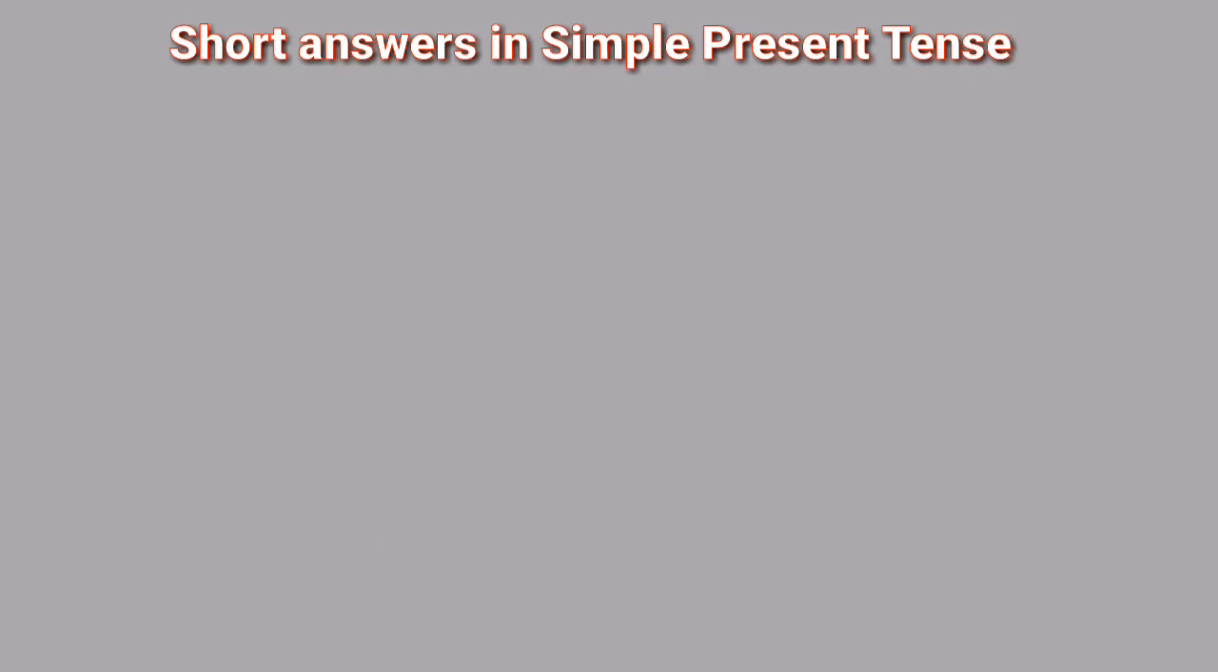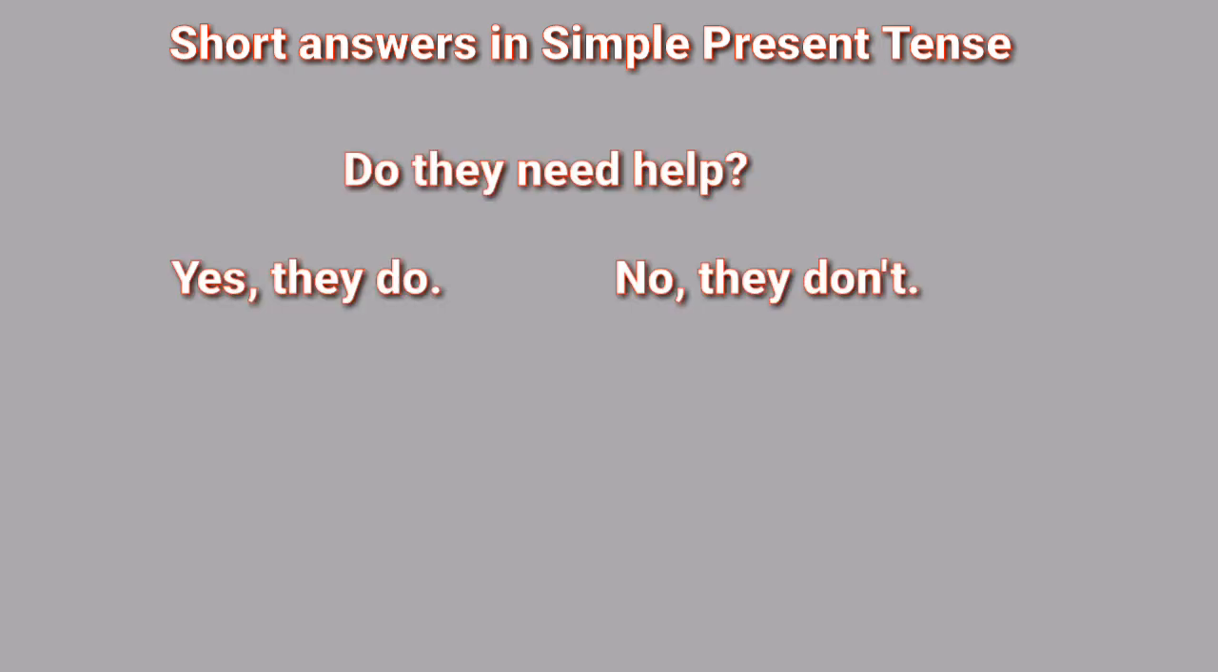How to give a short answer in simple present tense. For example, do they need help? We can just say yes, they do. For negative, we say no, they don't. So if someone asks you, we can give a short answer and we don't need to repeat the whole sentence. For example, if someone asks, do they need help? We just say, yes, they do, or no, they don't.